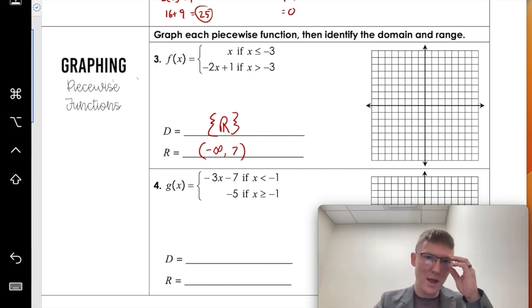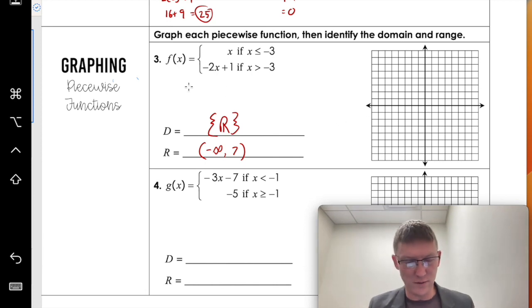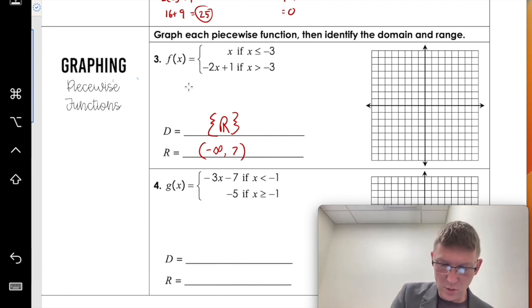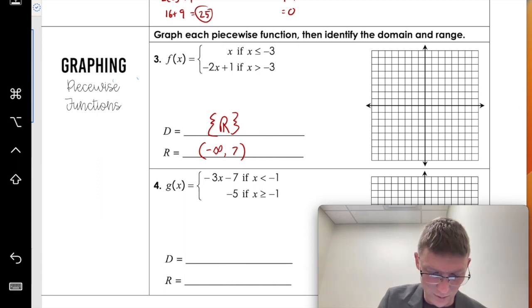Okay, so graphing, it's the same general idea, but you kind of got to pay a little bit closer attention to where your borderline is. So again, all you're doing is you're going to graph this function on one side of negative 3, and then this function on the other side of negative 3. Conceptually, that's it. But the way it looks, you can get lost in the weeds pretty easily with these.